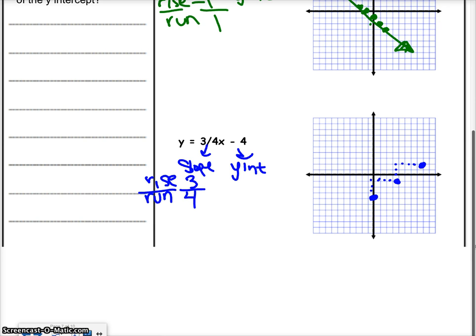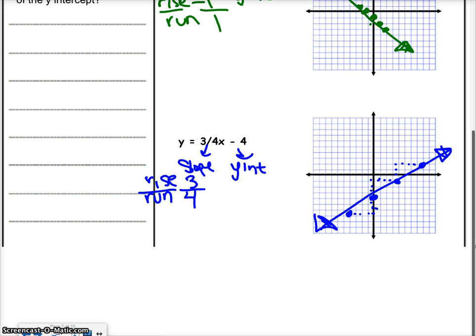Now you want to go in the opposite direction. So what's the opposite of rising up 3? Going down 3. So 1, 2, 3. And you can tell you don't want to go this way 4. If you go this way 4, it's not a line. You want to go the other way 4. Okay, you're trying to make a line. So down 3 to the left 4. 1, 2, 3, 4. And there is my line.